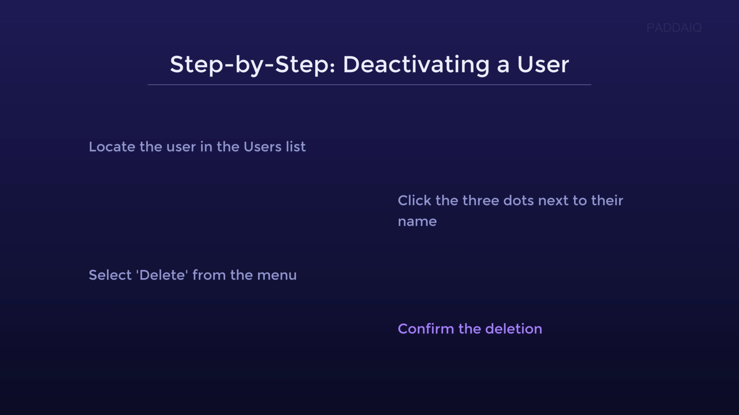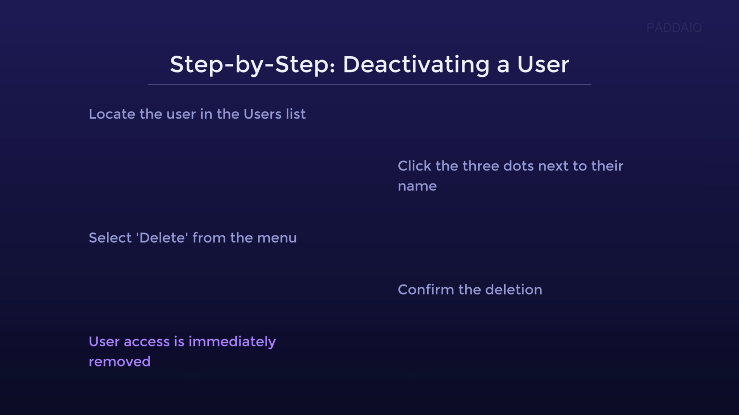Confirm the deletion. This is the final step where you verify your intent to permanently remove the user's access. For instance, after selecting to delete a former contractor's account, a pop-up will ask for confirmation. Always double-check the user ID before proceeding, as this action is irreversible.